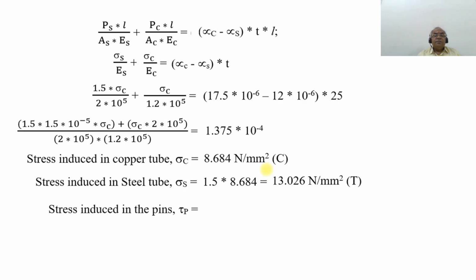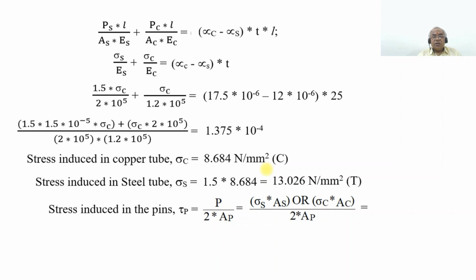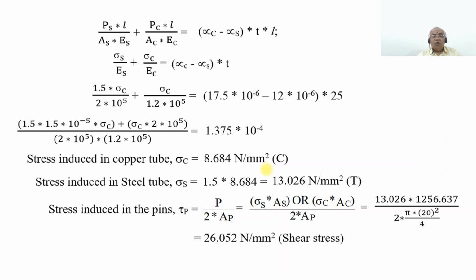Now similarly, stress induced in the pin, tau P, will be equal to P by 2 into AP, because we have two pins there. So sigma S into AS, or sigma C into AC, divided by 2 into AP. So you substitute the value of 13.026 into 1256.637, divided by 2 into the area of the pin. Area of the pin is pi by 4 into 20 square. On simplification, you are going to get 26.052 Newton per mm square, which is shear stress.